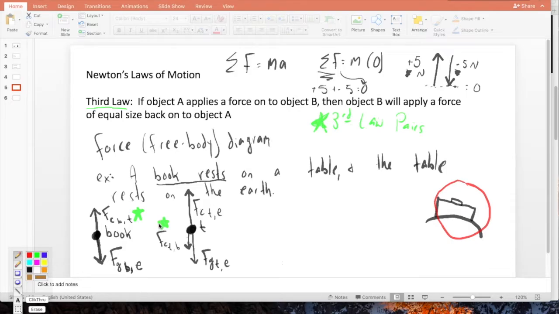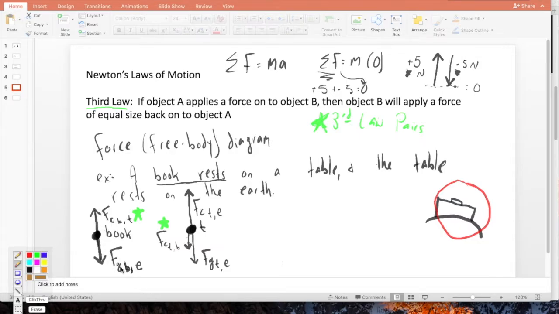Something to note that will help you with third law pairs is that third law pairs will always be on different objects. A lot of people are tempted to say that this force going up and this force going down are a third law pair because they cancel each other out, they're equal and opposite. That is not the case at all. It is true that these forces cancel, they balance, they're equal and opposite. In our example here, it was plus 5 and negative 5. Remember the plus and negative show direction, so opposite direction, same size of 5, equal and opposite. But these are not third law pairs.